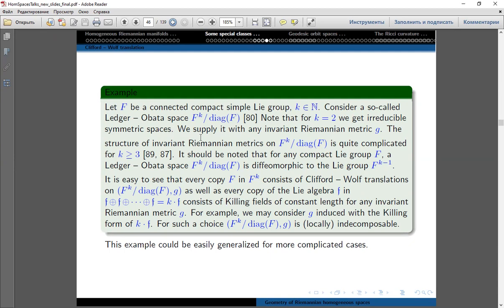But what about the metric property? We can supply it with any invariant Riemannian metric G. It is not the unique possibility, of course. And the structure of invariant metrics on this homogeneous space is quite complicated. It could be considered in a special paper. It's very complicated, in fact. It should be noted that for any compact Lie group F, the homogeneous space F^K mod diagonal F is diffeomorphic to the Lie group F to the power K minus 1. It's also not so difficult to see.